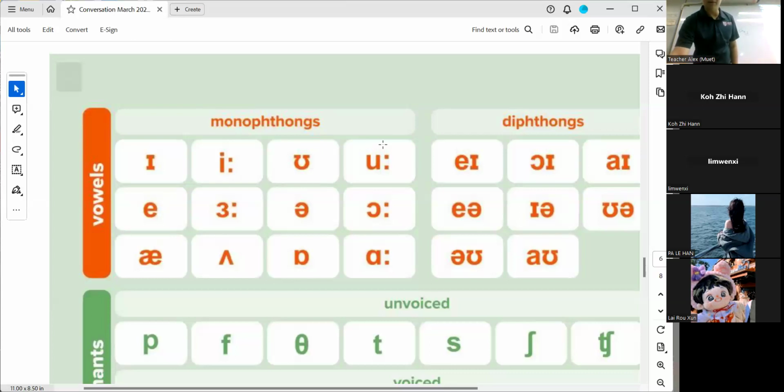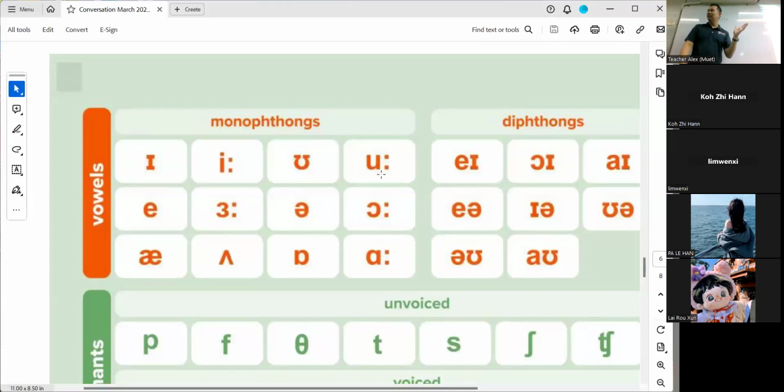All right. How about this? U with two dots, remember? I think this one I told you guys maybe a few months back. A long U. There you go. Again. U. Okay, just now we had this one, a short I, for example. The word is S-H-I-P. Okay? A short I. So you say ship.